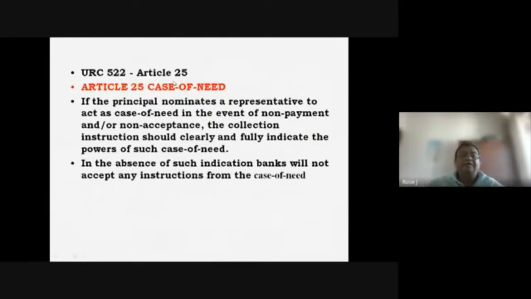Here, if the principal nominates a representative to act as case of need, that person who is appointed as a contact party, the agent of the exporter in Sri Lanka, is known as the case of need. Article, you know this. Whether you do LCs or documentary collections, the documentary collection method of payment or the documentary credits method of payment is universal. It's a universal activity. A lot of countries are taking part in this, so a lot of people are talking different languages. The Hong Kong people are talking, the Chinese are talking, the Saudis are talking, the Qataris are talking.